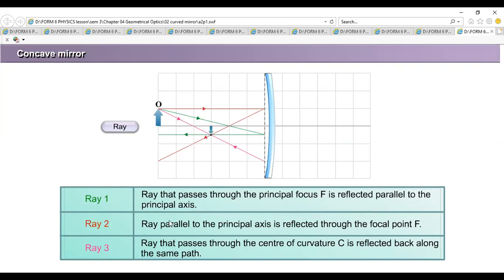This means that the first rule: a ray that passes through the principal focus, the F. This will be the focal point. After passing through the focal point and reaching the mirror, it will be reflected by 90 degrees. Let's go to the next example.